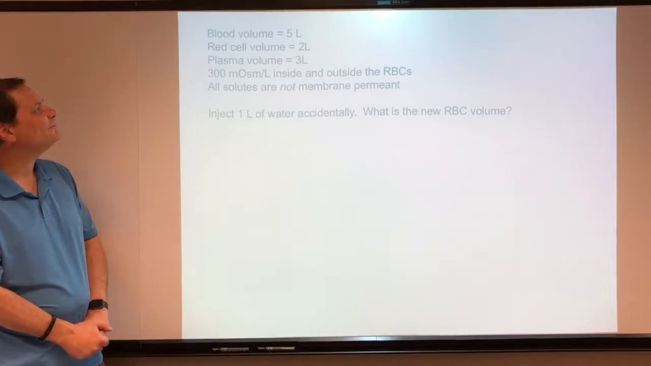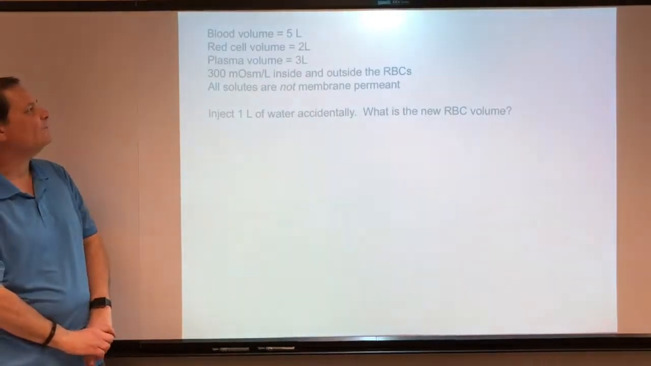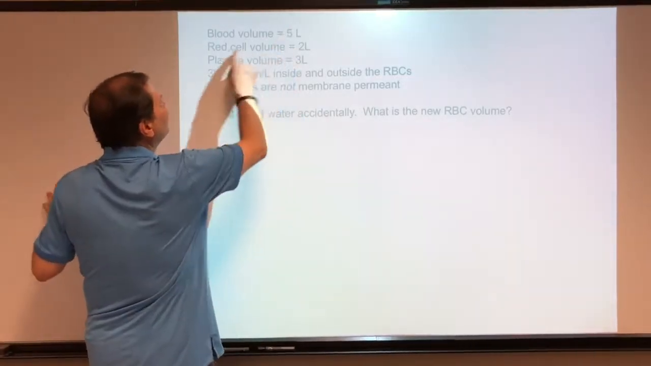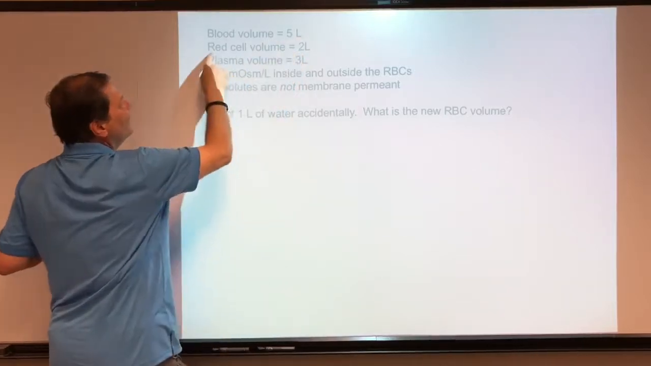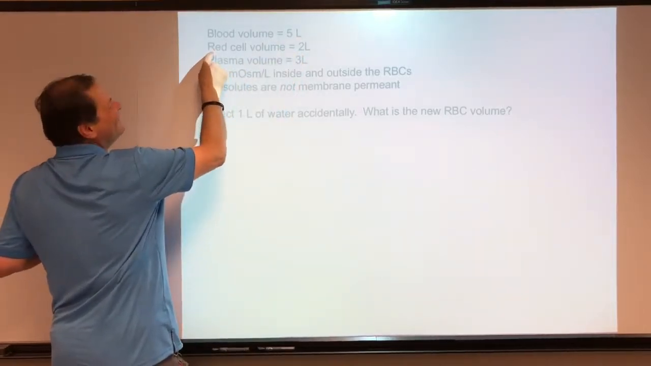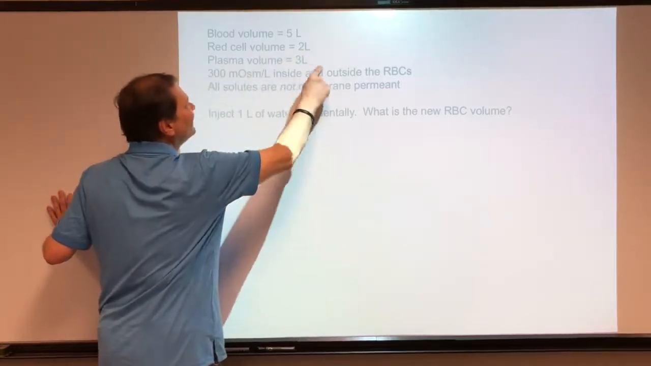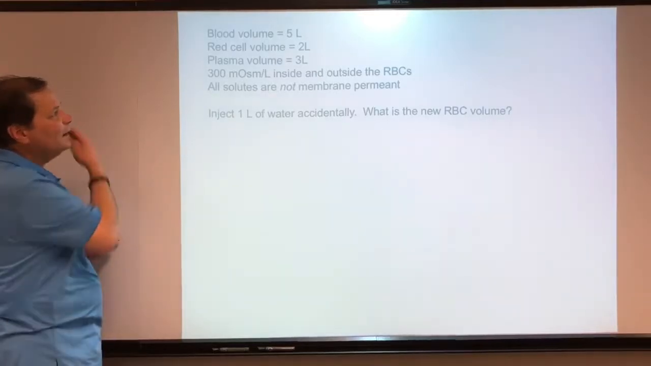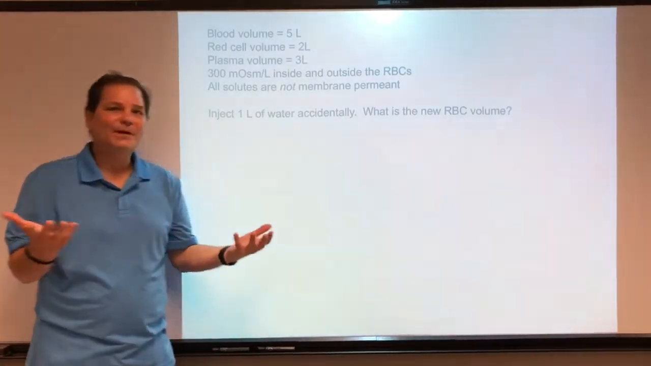We have a typical 5 liters of blood, okay? 2 liters of that is red blood cells, 3 liters of that is plasma, and that is typical, okay? So this would be blood in your body.